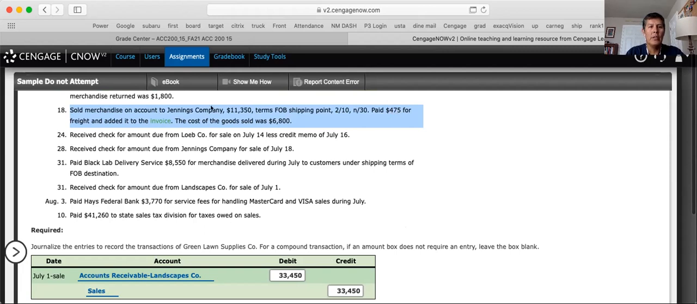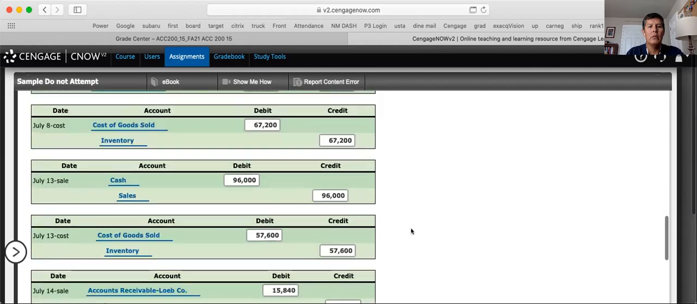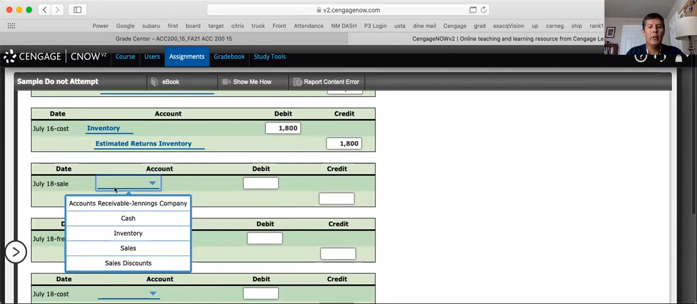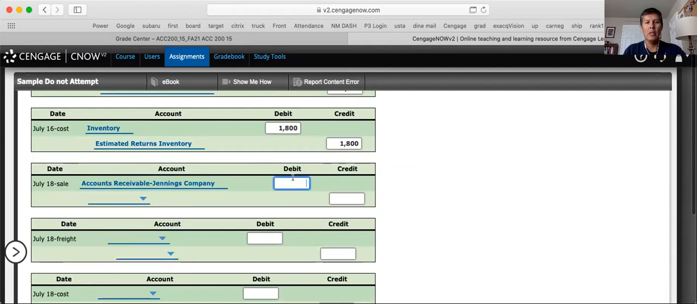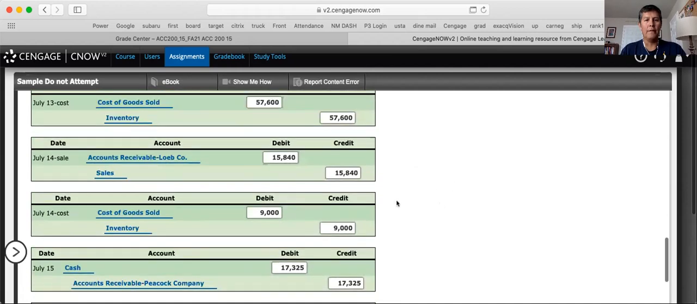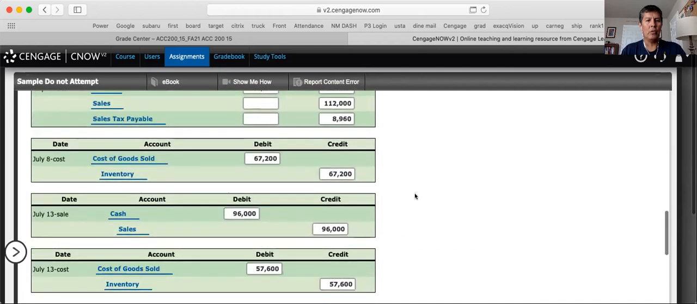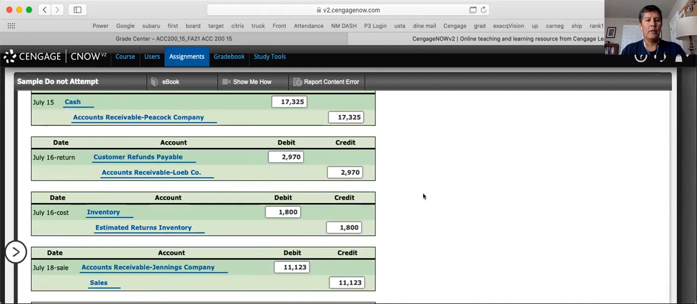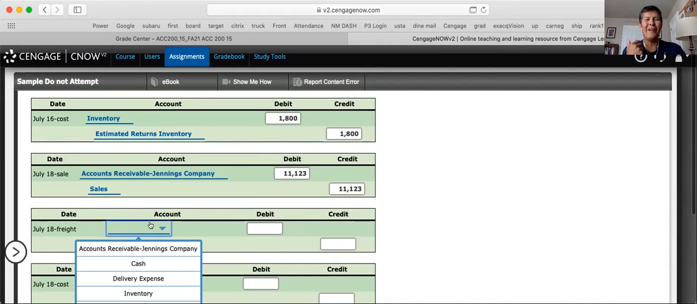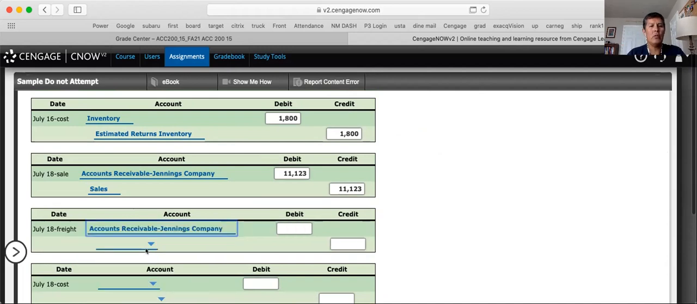So let's do this sale first. Go up here and do accounts receivable, Jennings Company, 11,123. Now we're going to go to sales because we sold it, 11,123. Now our freight, 475. I remember it's 475, but I'll double check. Paid 475 for freight and added it to the invoice. Okay, 475. So accounts receivable. Now notice how we added it to it. It goes to our receivable, and that's 475.